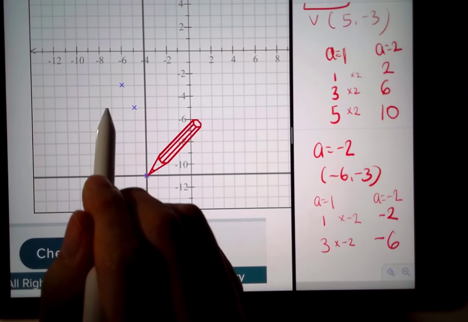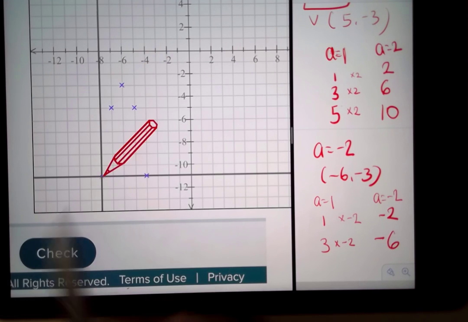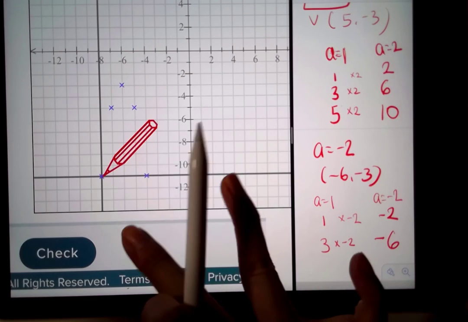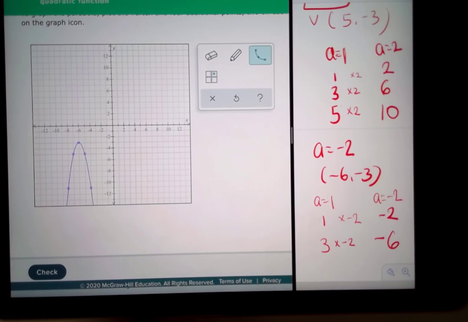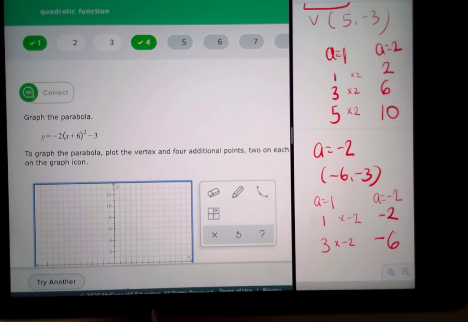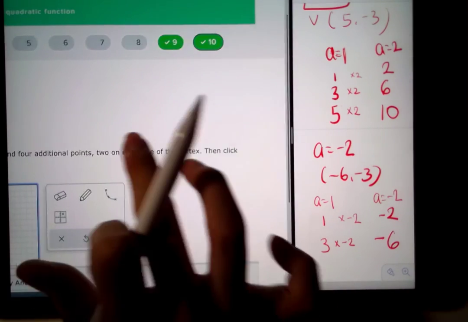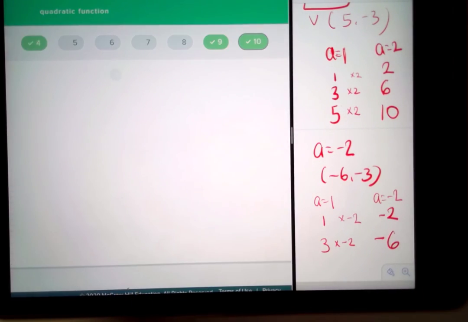And then the other side, just put the points like symmetric. Alright, and then you sketch it like that. Okay. Alright. And let's try number 8.